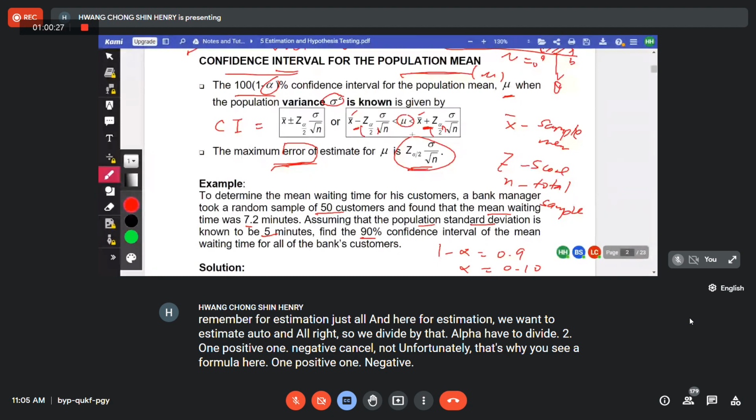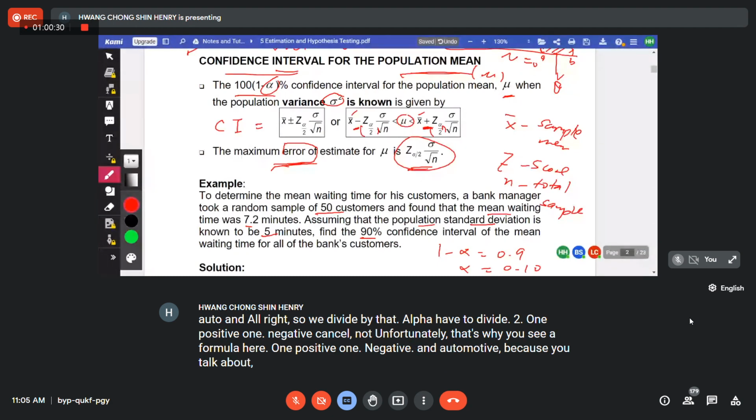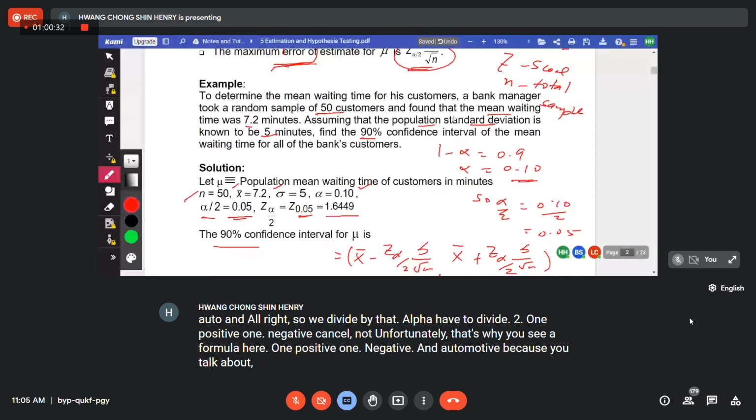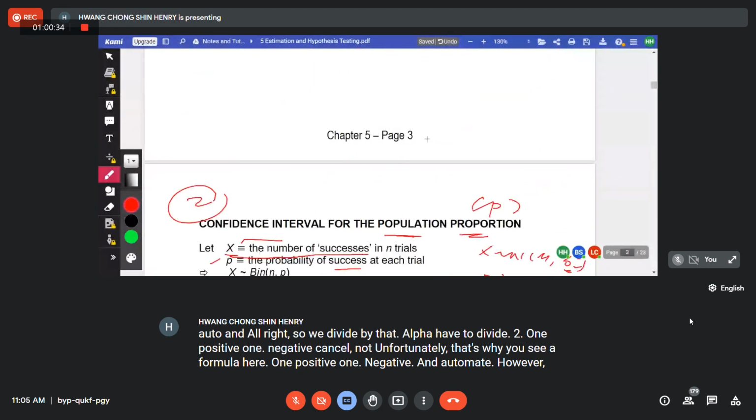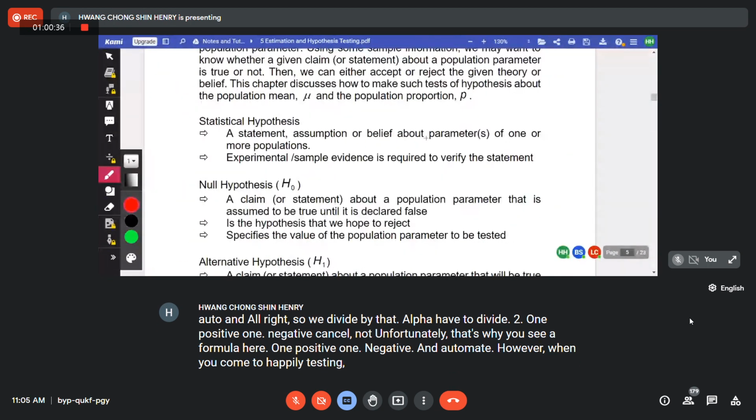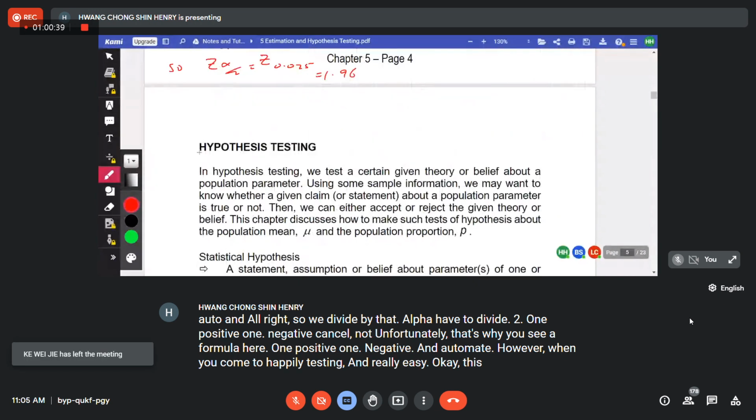And alpha must divide by 2, because we talk about both sides, lower and upper. However, when it comes to hypothesis testing, are you ready? Okay, this is the challenging one.